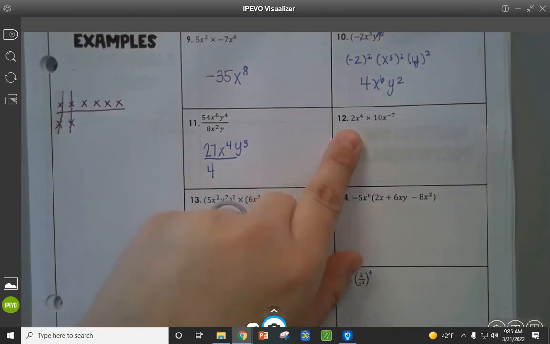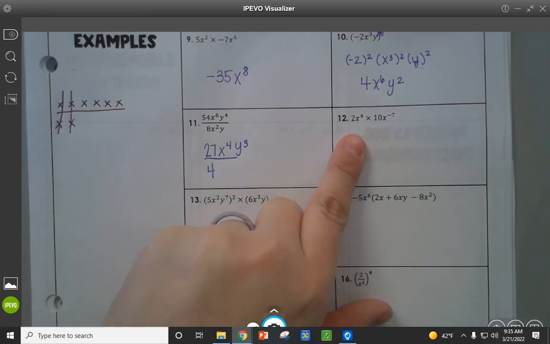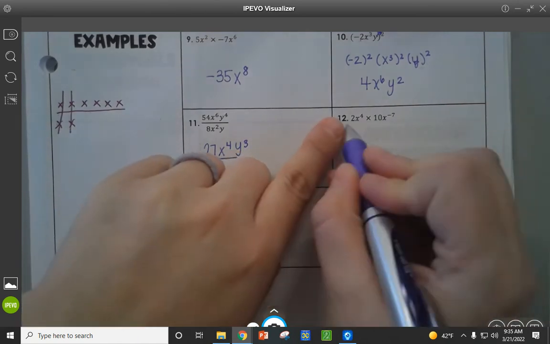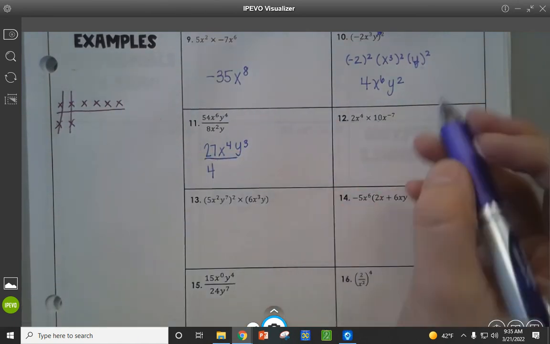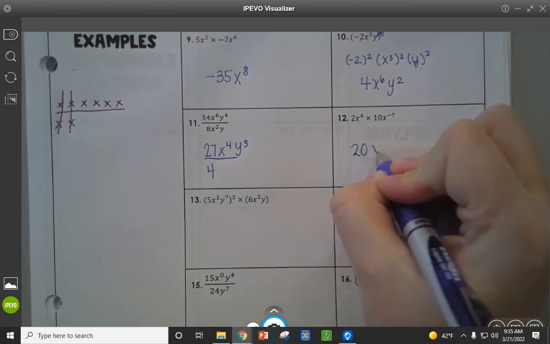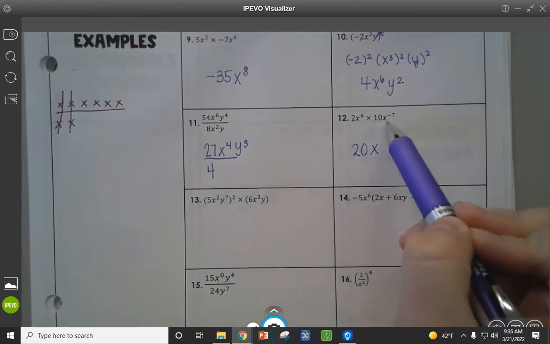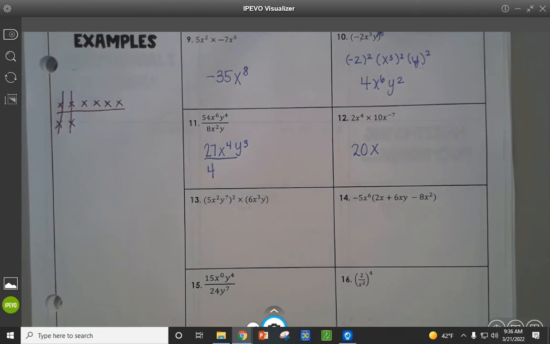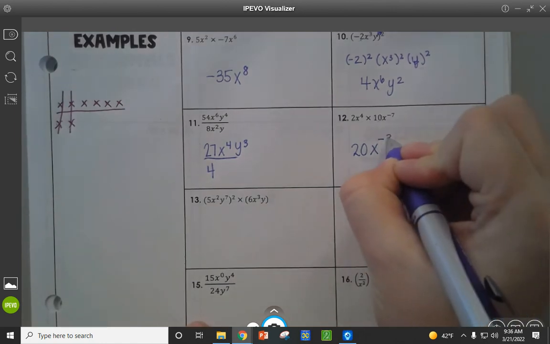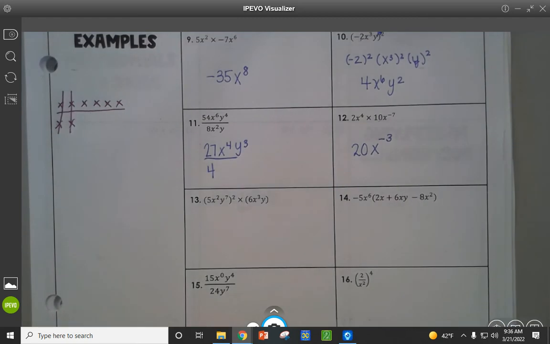Okay. Number 12, we're multiplying. So what's 2 times 10? 20. Then I have x. I have 4, x to the 4th times x to the negative 7th. What do I do with those exponents? You add them. So what's 4 plus negative 7? Negative 3. You cannot leave your answer like this.